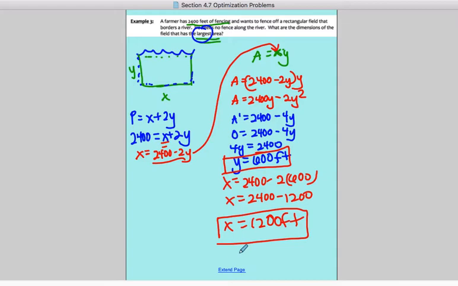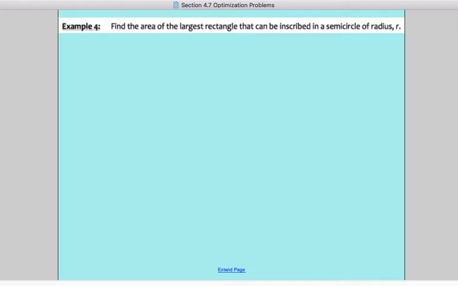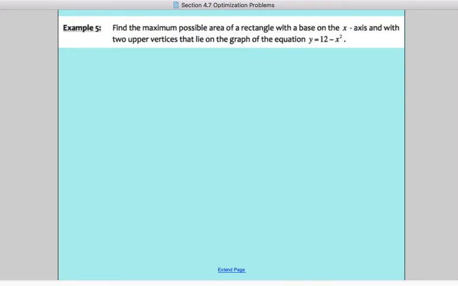Okay. So that is example 3. You're going to have one like this, I think, on your homework, but I'll remind you which one that is. Example 4, we're actually going to skip today, and then we're going to do our last example on our notes, which is example 5.